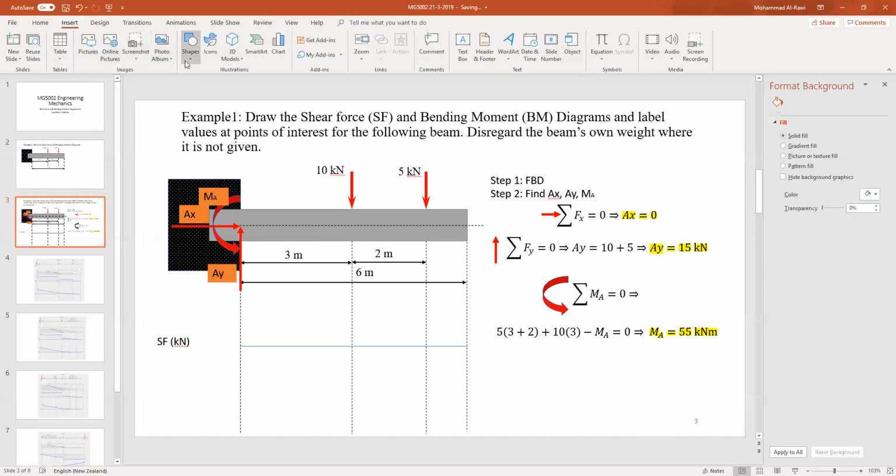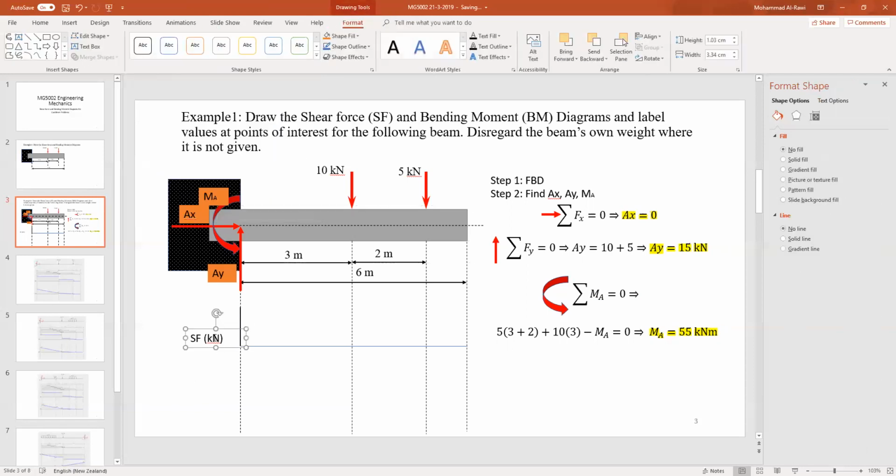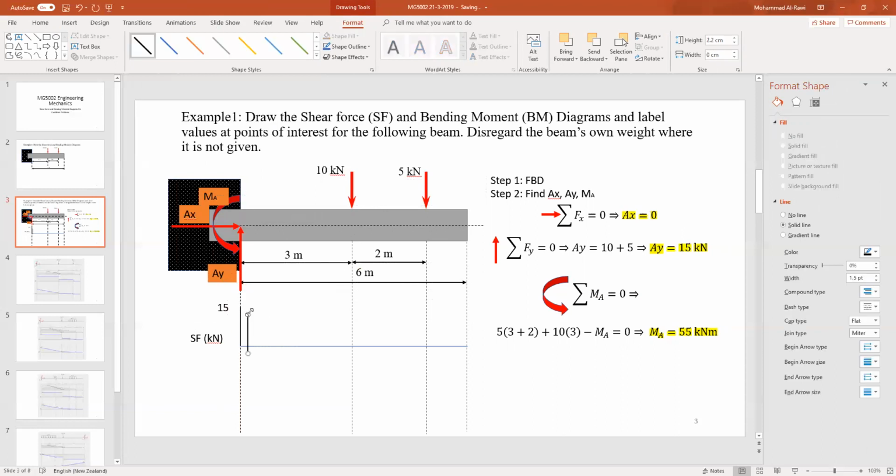And then I will sketch a line moving from this point, going straight forward to here. I'll highlight it a bit darker, and that's the value for it. It's, as we found, the AY value, 15 kilonewtons. I don't need to write the units again because I already labeled this diagram. Now, what's happening from this point till the 10 kilonewtons, it's almost no impact, no changes in the force. Therefore, I will continue as a flat line till I reach the 10 kilonewtons.